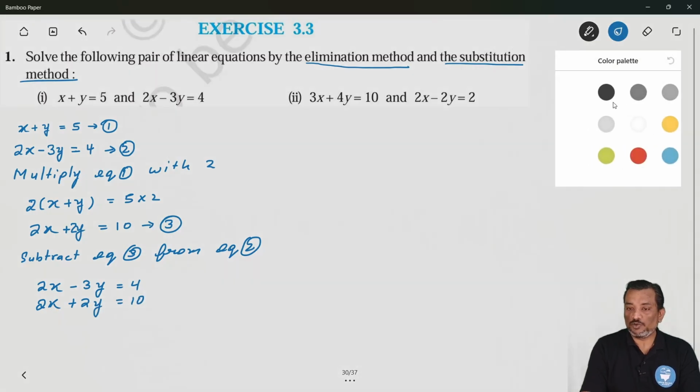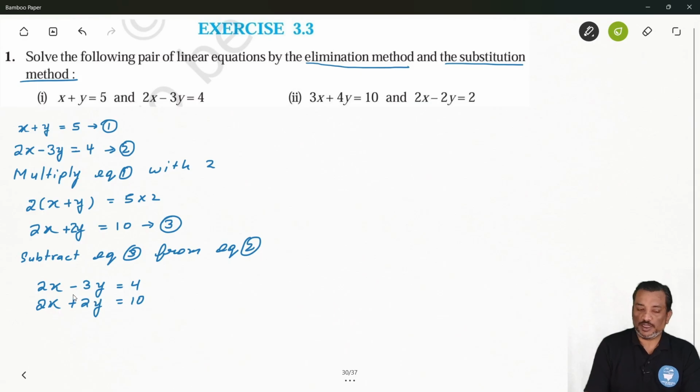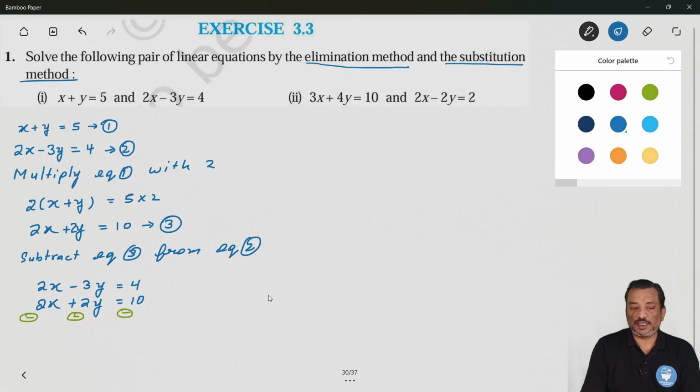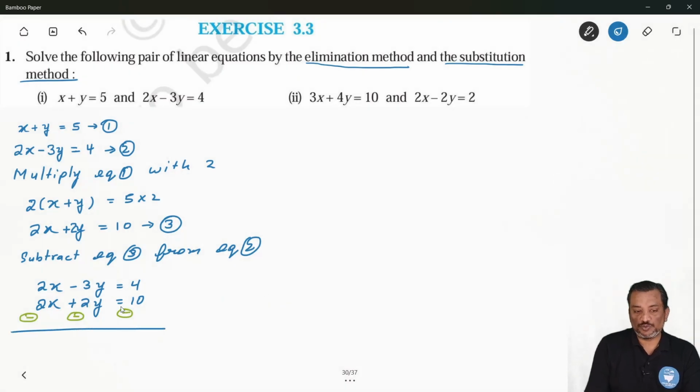Now you already know that when we subtract two polynomial equations, we have to change the signs of the second equation, so this becomes minus, minus, minus. Now after that we can subtract them. So 2x minus 2x becomes 0. Now minus 3y and minus 2y, so you will get minus 5y is equal to 4 minus 10, so you will get minus 6.